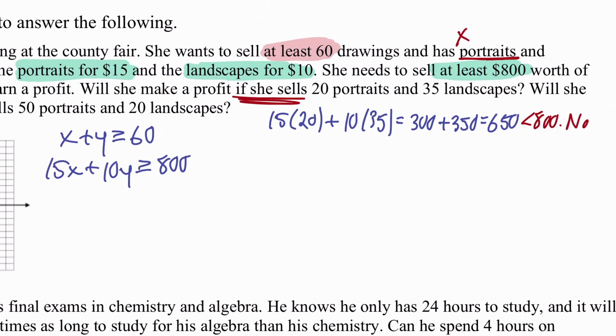It's also not, she wanted to sell at least 60. So doing 20 of one and 35 of the other doesn't match either of these inequalities, right?